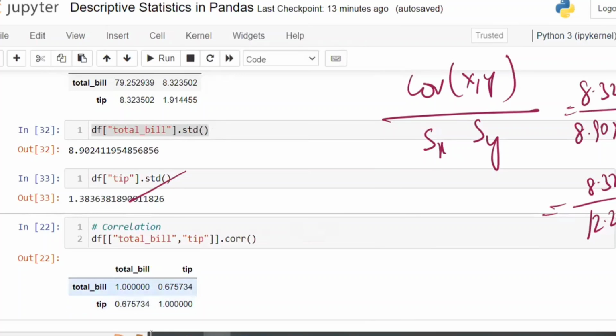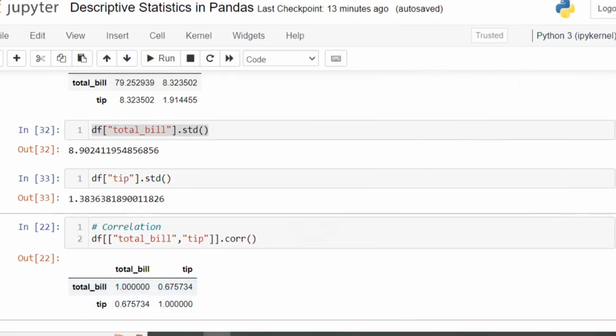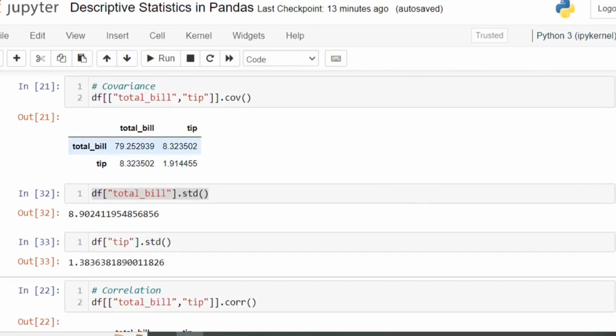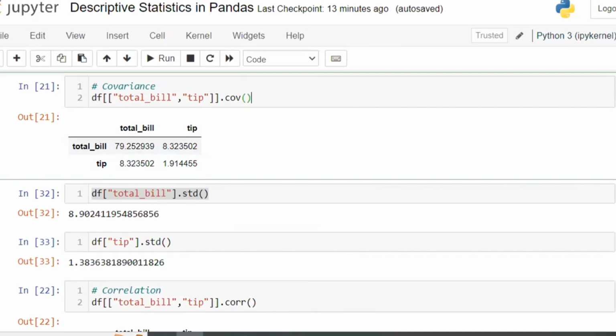So the same thing, it is doing in the back end. It is calculating the covariance value and applying this formula, dividing that by that. If you are going with a large data set like this, it is difficult to calculate manually. Coding is easy, you can write dot std, but who will do the manual calculation?